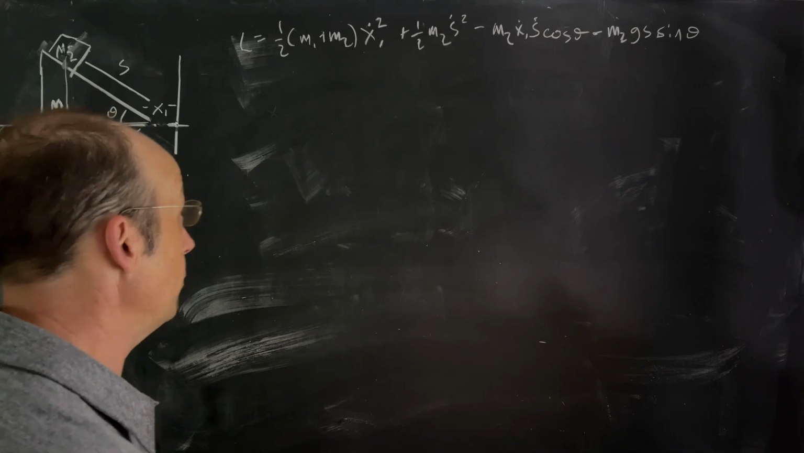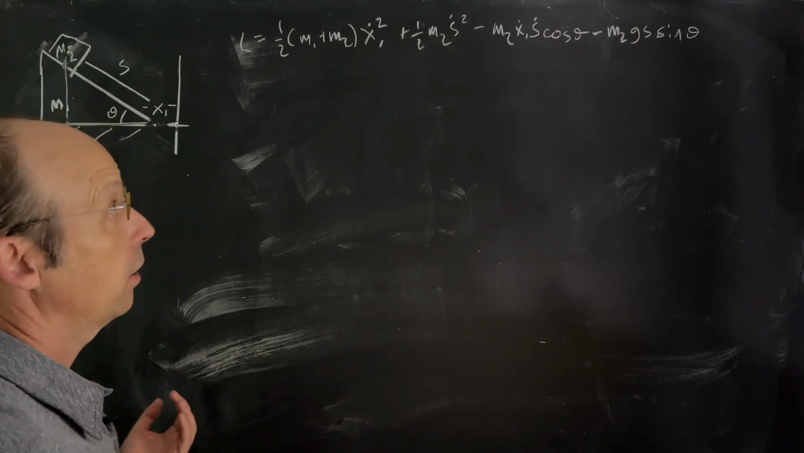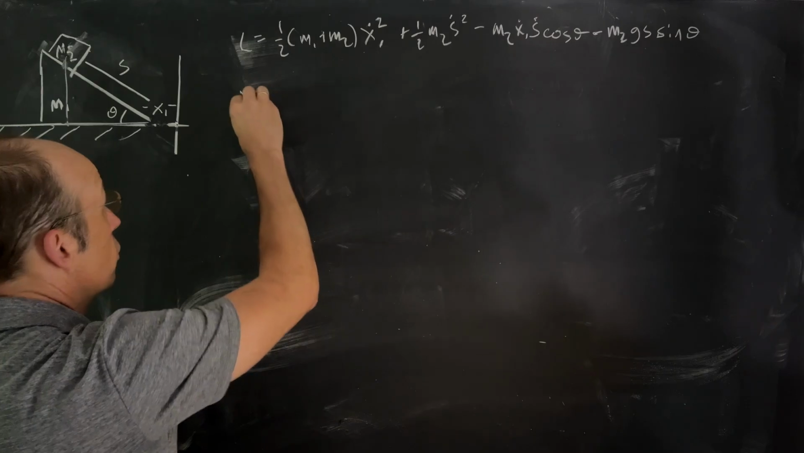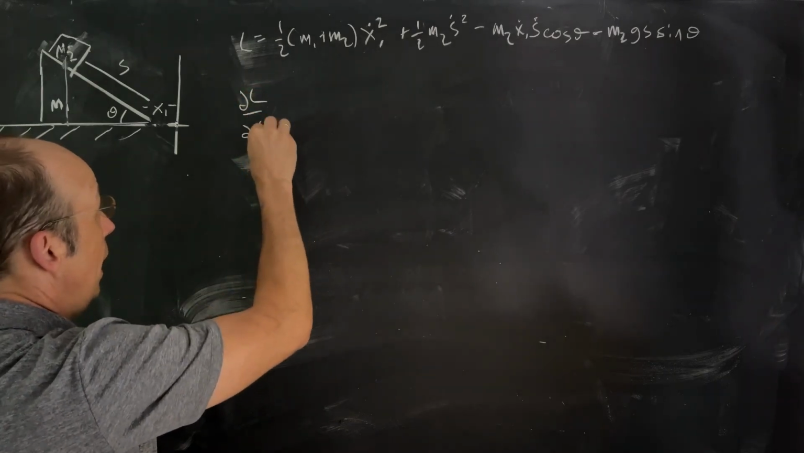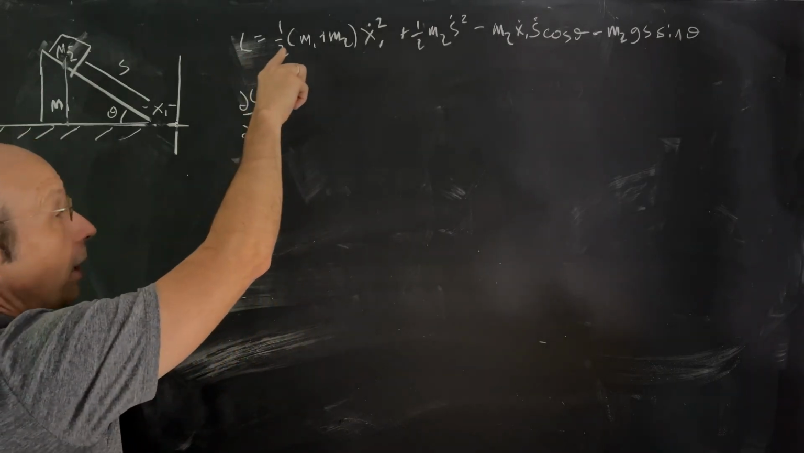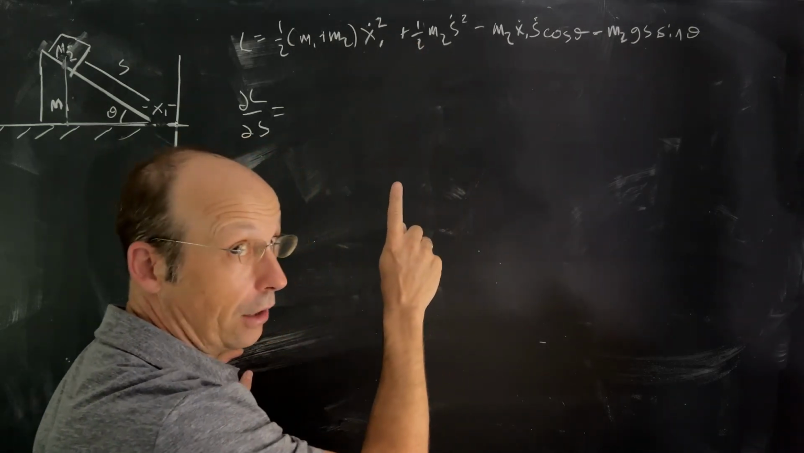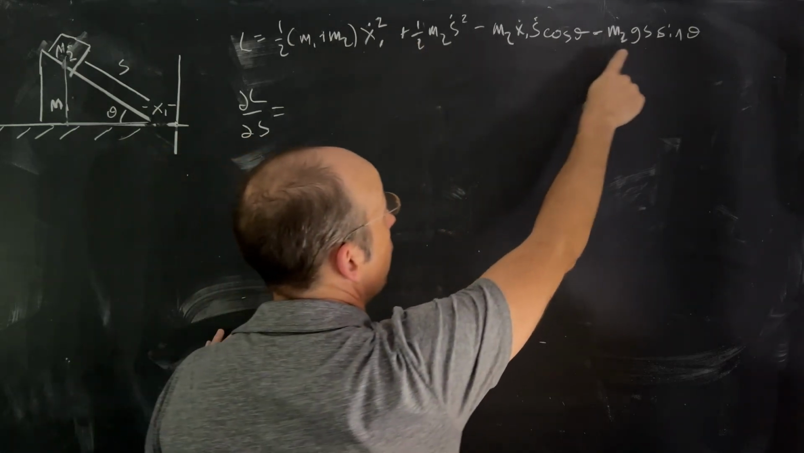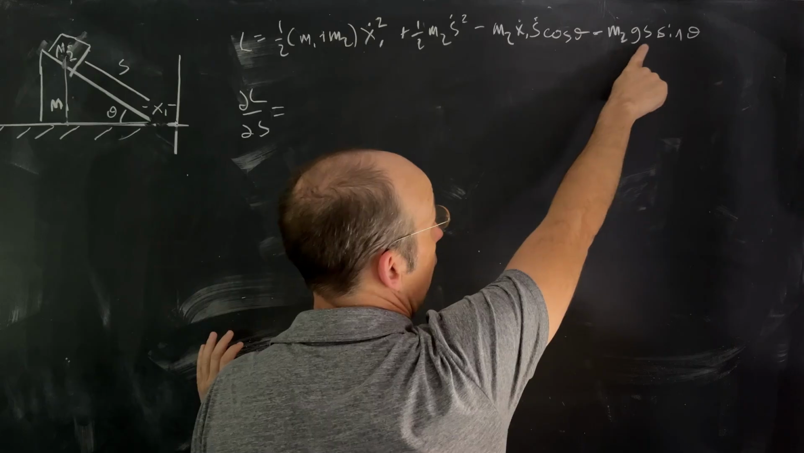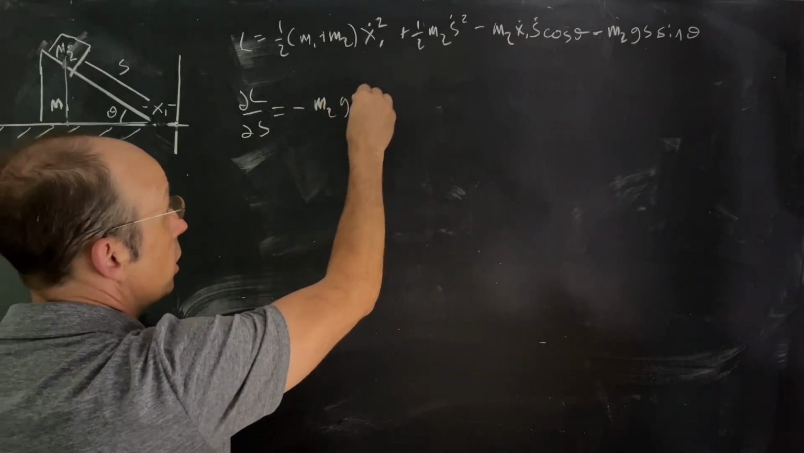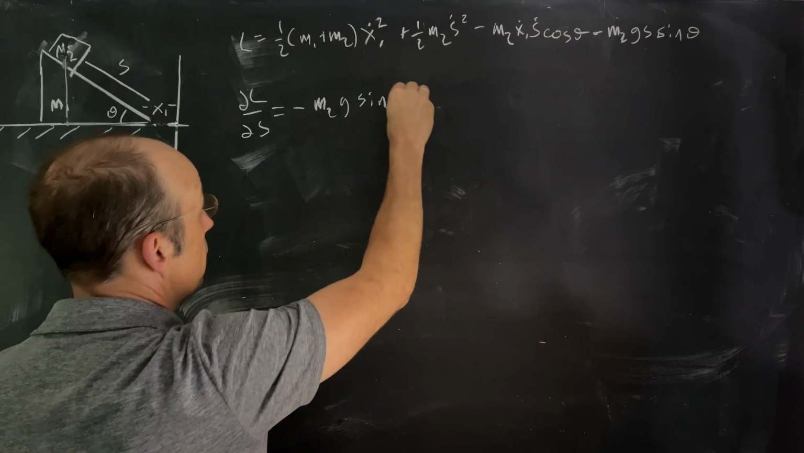Let's just start. I'm going to start with s. So let's do this, partial of L with respect to s. I'm going to go through here and I'm going to find any s terms. No. No, s dot doesn't count. It's got to be s. No, there's only one right there. So if I take the partial of that with respect to s, I get negative m2 g sine theta.